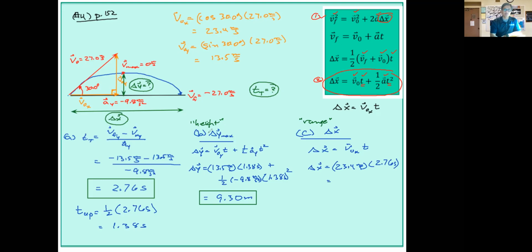I want to make sure you folks understand this. For part B, we used 1.38 seconds as the time, and then for part C, we end up using 2.76. You've got to make sure you understand and remember why we do it that way. If you're unclear, please come by and I'll explain it to you again. Plugging that in, this becomes pretty simple. The answer is 64.5 meters.